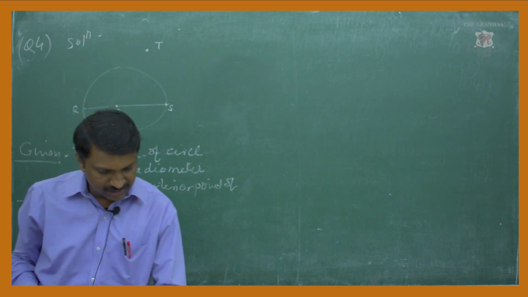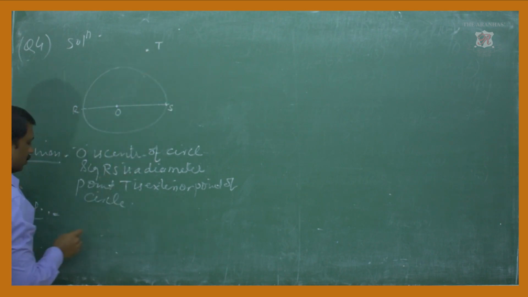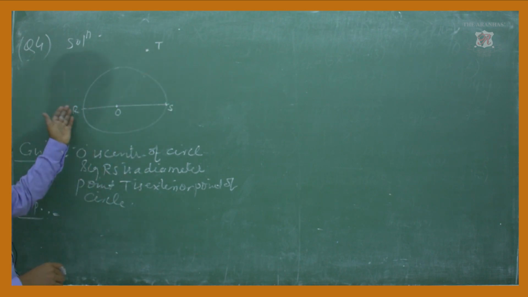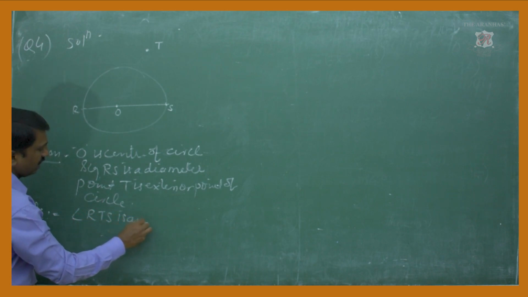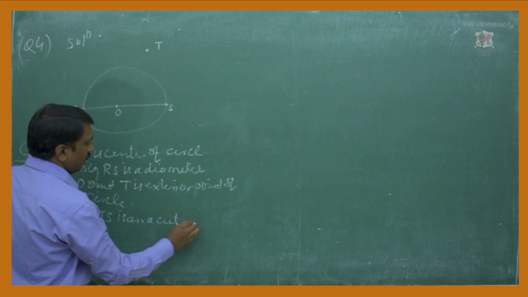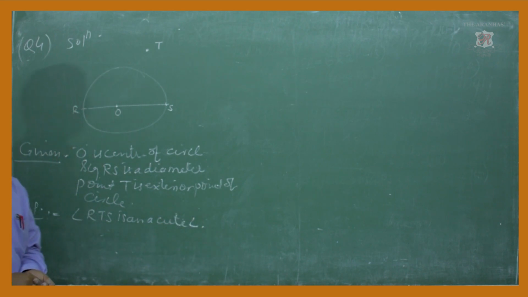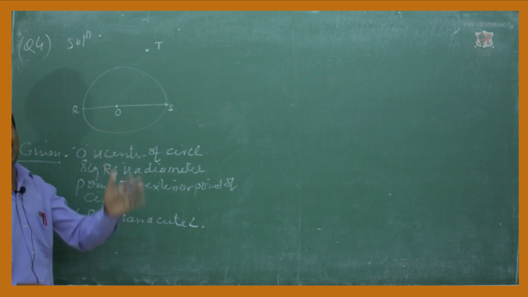So let's see. They said angle RTS. So see what we have to prove. Obviously we come to know it has to be joined. So we'll write: angle RTS is an acute angle. So the 'to prove' immediately guides us.